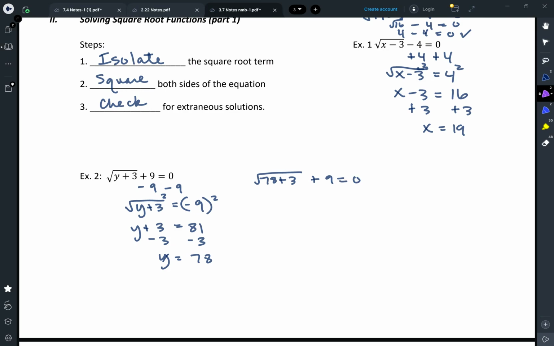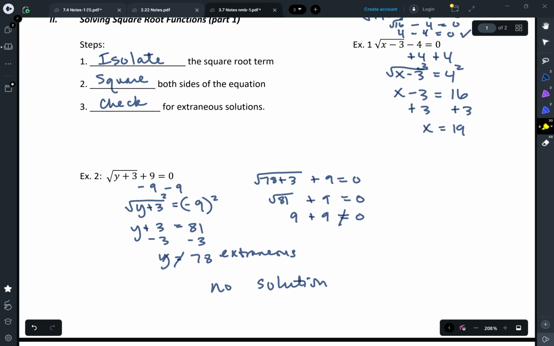So square root of 78 plus 3 is square root of 81. Square root of 81 is 9, but 9 plus 9 does not equal 0. So the solution I got was extraneous. It doesn't work in the problem, and it means we've got no solution here. So be really careful as you work these through. So it's really nice if right away you can see square root equal to a negative and you know there's an issue. So you're welcome to just stop there. You don't need to solve and go back and do all this checking.